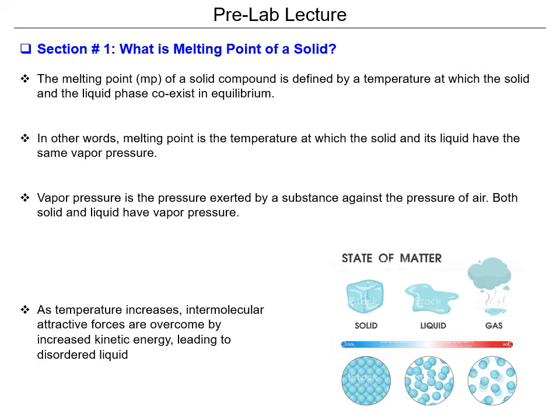Another definition of the melting point is the temperature at which the vapor pressure of the liquid and that of the solid are the same. Vapor pressure is basically the pressure that a solid or a liquid exerts on the pressure of air. As I mentioned earlier, when solids melt, the energy of the attractive forces is overcome by the kinetic energy of the molecule due to the rise in temperature.